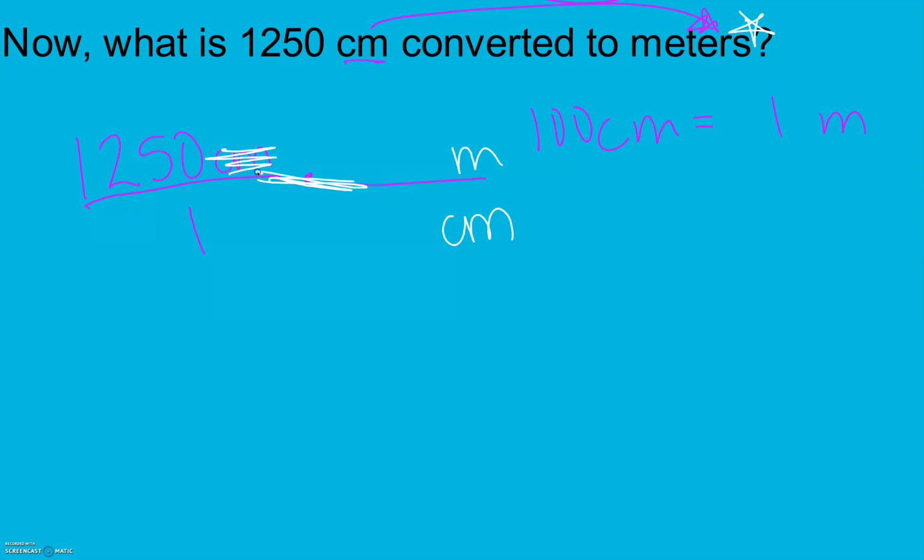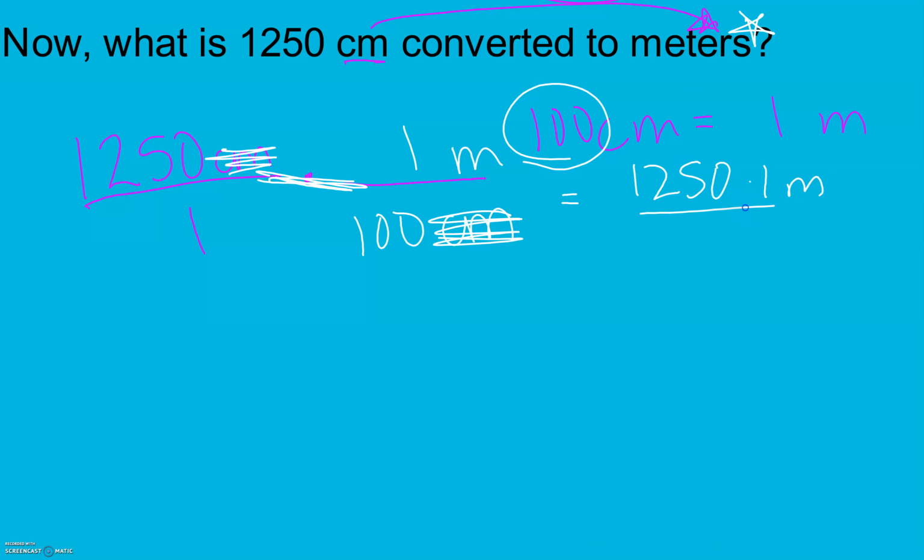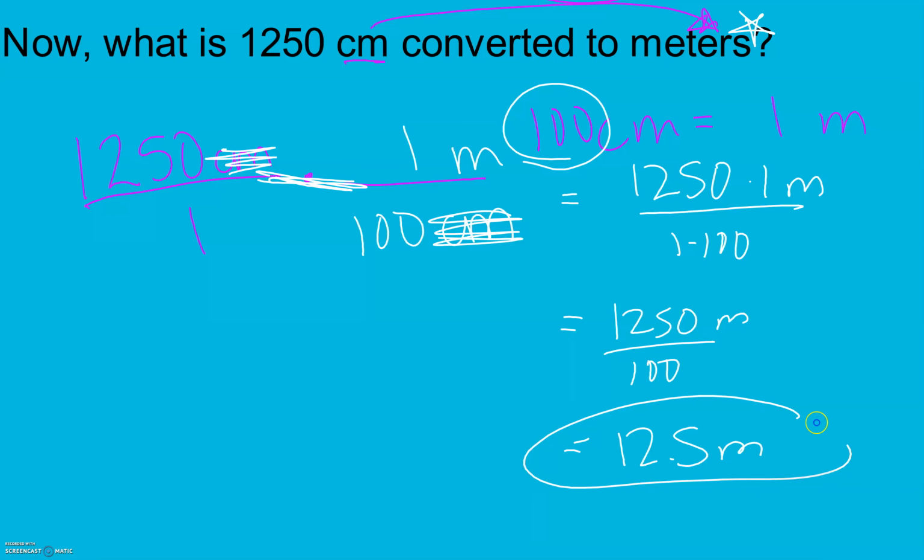And anything divided by itself, remember, fraction bars are division, gives me just 1. Then we plug in our numbers. The 100 goes with centimeters and 1 goes with meters. We multiply straight across. Simplify. And divide. And I get 12.5 meters. So 1,250 centimeters is the exact same distance as 12.5 meters. So if we were using like a tape measure that was in meters, these would both measure the same distance. It would just depend on which unit we were using.